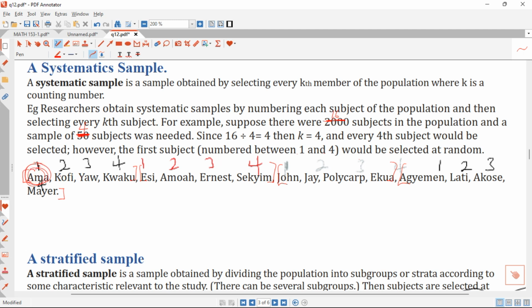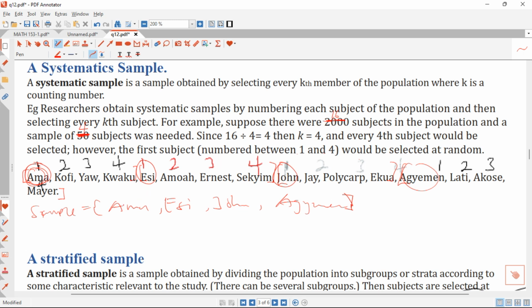So we have Ama here. 1, 2, 3, 4. We are going to select AC. 1, 2, 3, 4. We are going to select John. 1, 2, 3, 4. We are going to select Ajimai. So right now, our first sample, that's sample 1, will be what? Ama, AC, John, and Ajimai.